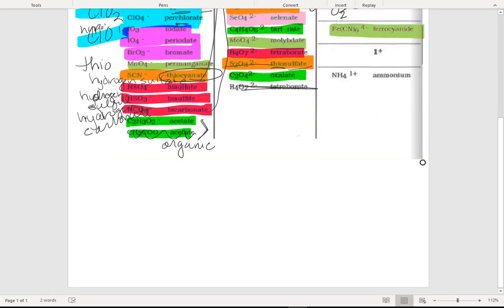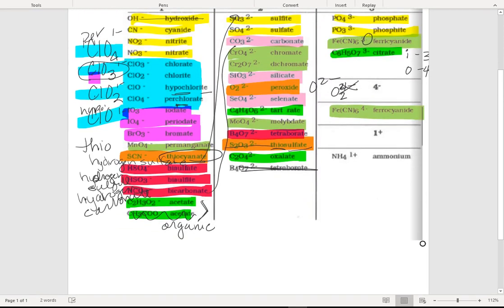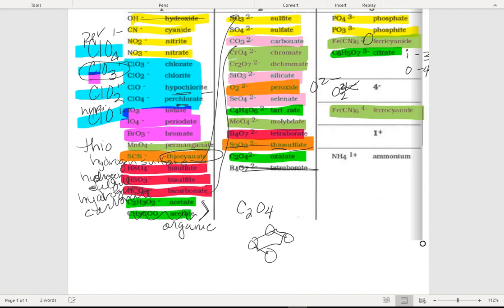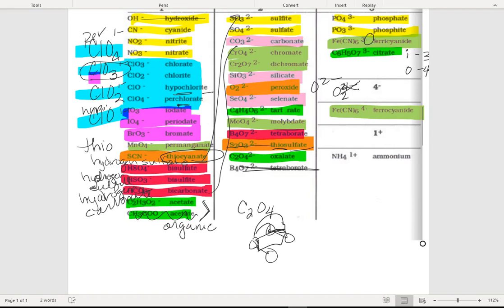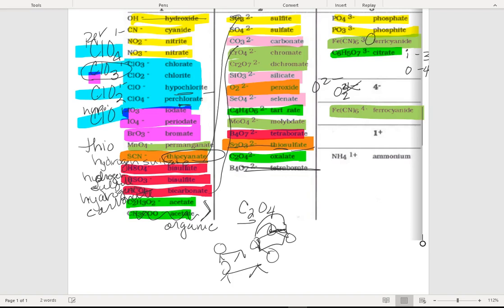Oxalate. If you think about oxalate, it sounds like oxen. C2O4, if you think about, if you had a covered wagon, you would have 4 wheels. And you have the little thing over it. That's a really bad covered wagon. But you'd have 2 oxen pulling your 4 wheels. 2 oxen pulling 4 wheels. It's a stretch. Go with it.